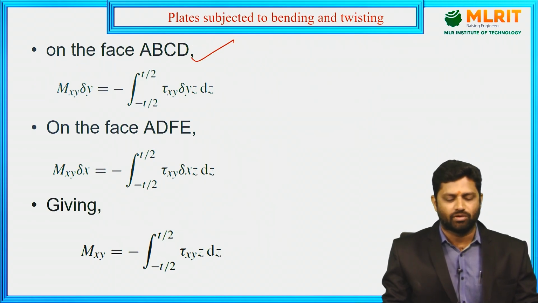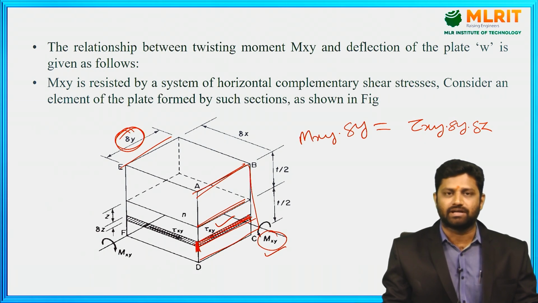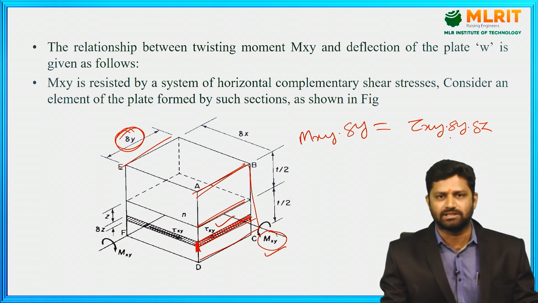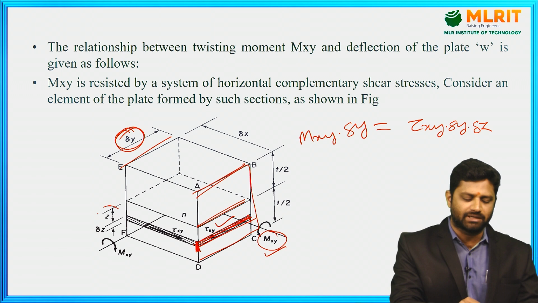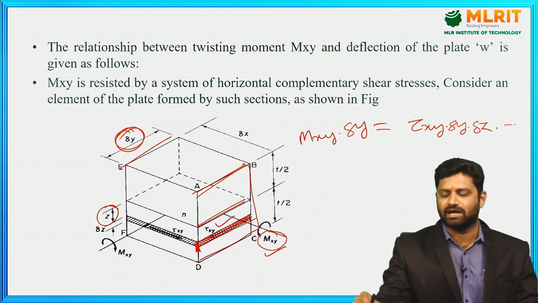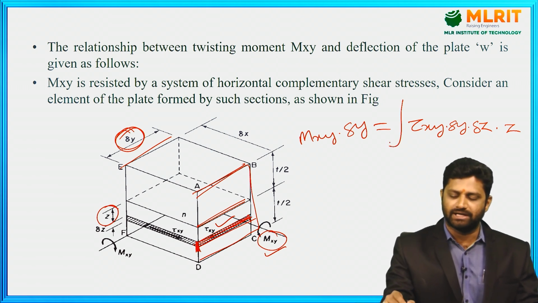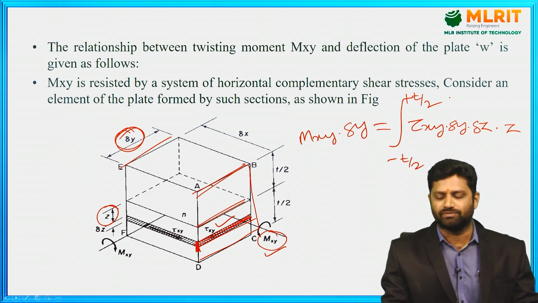Now if you want to integrate, and since we are writing the moment, now this becomes force. Tau xy into delta y into delta z becomes force, and the perpendicular distance is z, which we have to add over here. So now this applies for only one small elemental strip. If you want for the complete plate, you have to integrate between minus t by 2 to plus t by 2, that is from the bottom of the plate to the top of the plate.